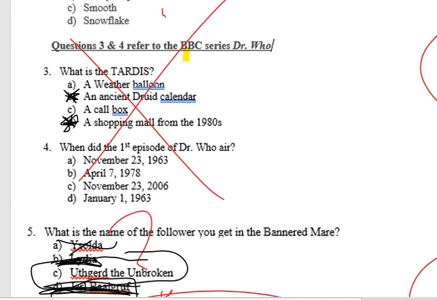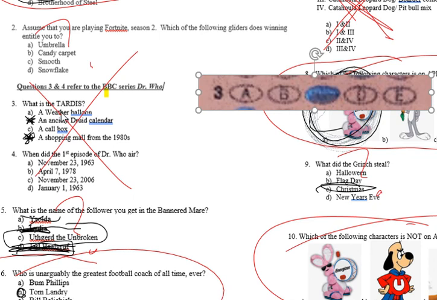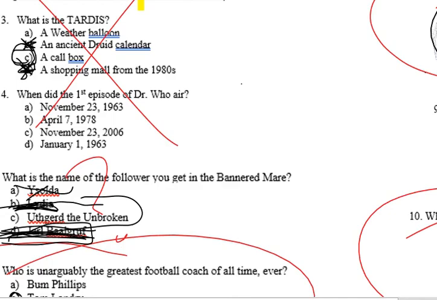So a call box or a weather balloon. Okay, so a weather balloon or a call box. I'm not really sure what each one of those are, but a weather balloon, I know Doctor Who's science fiction-ish, and yeah, I'm pretty sure it's not the weather balloon. So I'm going to go with the call box, because I think it's like a blue box thing, and that seems reasonable. I guess it's a phone booth. Anyway, I changed it to C. So on to the next one.